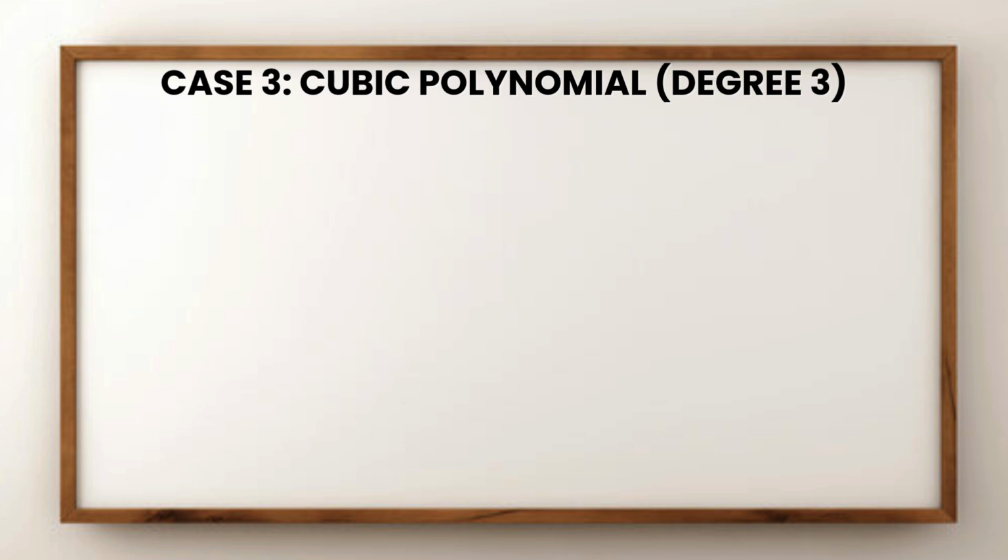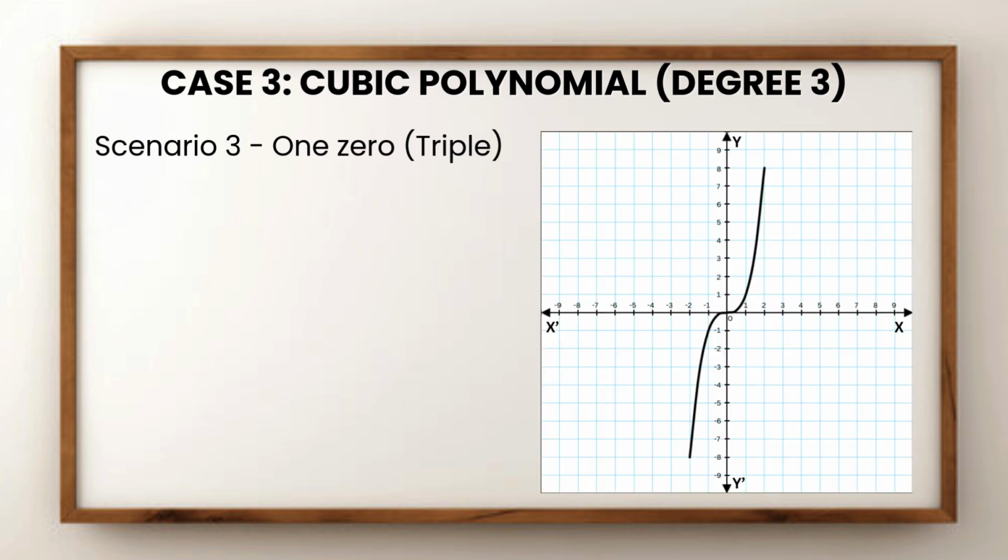If a cubic polynomial has only one real 0, it means the graph just touches the x-axis at one point, but with a flatter curve. For example, y equal to x cube touches the x-axis only at x equal to 0.